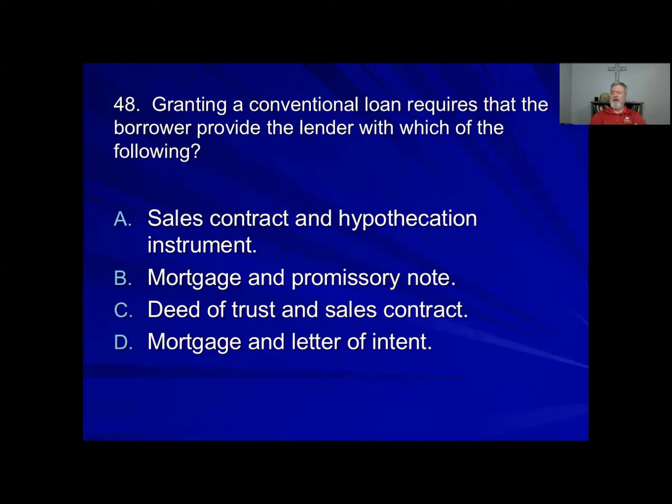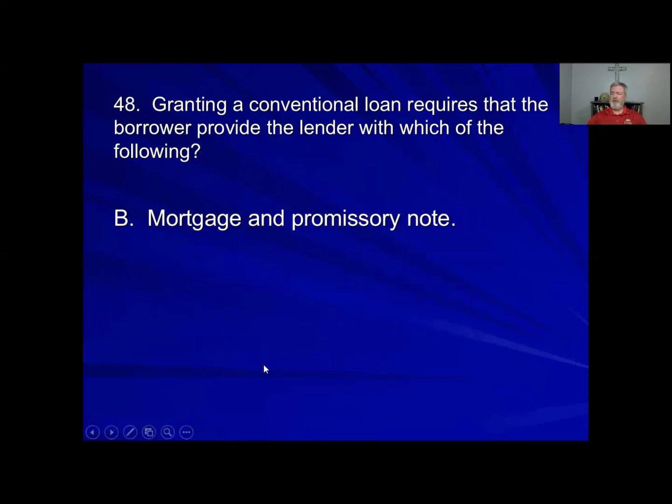Okay, and then D, the mortgage and letter of intent. Obviously, letter of intent is not part of the loan instrument. It's got to be one of the three that I just told you. All right, so the right answer here is B, mortgage and promissory note. Hopefully these are not too difficult, I hope.